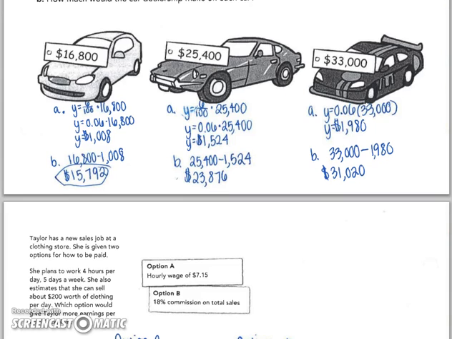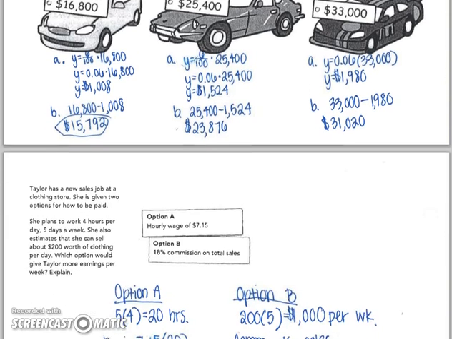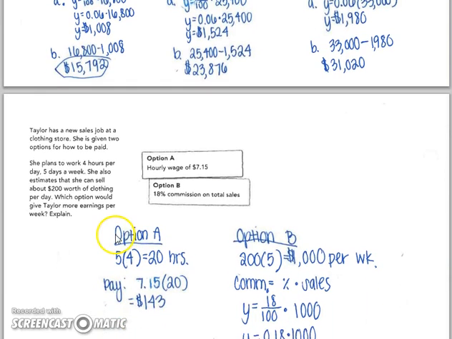So if I want to figure out how much she's going to make overall in the course of a week on this hourly wage, I have to take her hourly wage, her amount per hour, and multiply it by the number of hours that she works. So if we look at the left side for option A, we see that she works 5 days a week, 4 hours a day. That means in all she works 5 times 4, 20 hours a week. And then to figure out how much she gets paid, we take $7.15 and multiply by 20, and we see that with option A, she gets $143.